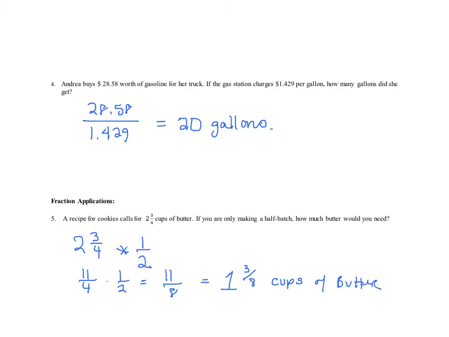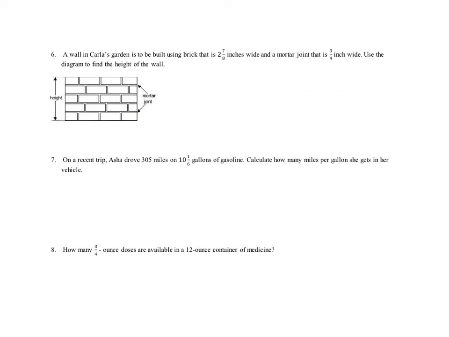Now, you could do it this way. Half of the 2 is 1. Half of 3/4 is 3/8, right? So cool. You could do them individually if you want, or you can do it this way. 2 ways to do it.